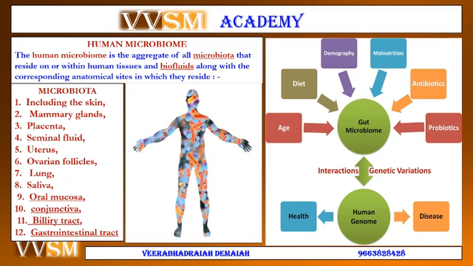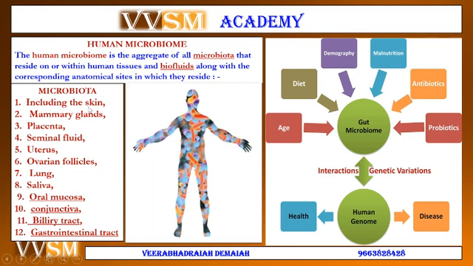The world of microbes is very wonderful and very interesting. It comes under biochemistry. The human microbiome is the aggregate of all microbiota that reside on or within human tissues and biofluids, along with the corresponding anatomical sites in which they reside. Let us have a brief look at the anatomical sites of the human body.